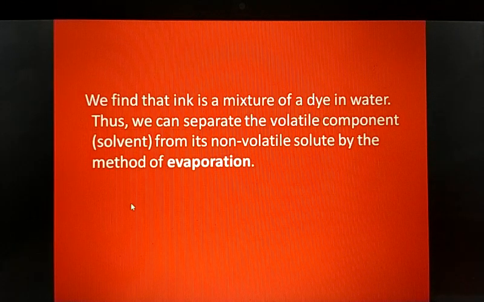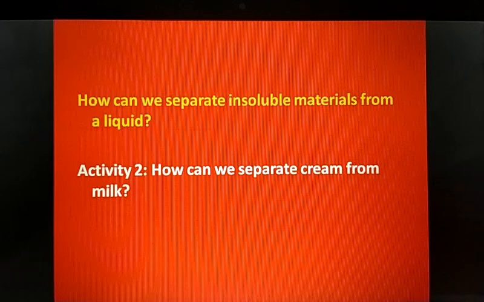So we find that ink is a mixture of a dye and water. Thus we can separate the volatile component or the solvent from its non-volatile solute by the method of evaporation. Volatile component means the one which on providing heat gets converted into vapors.